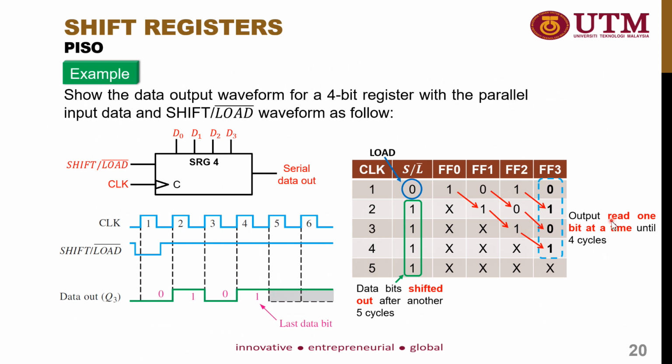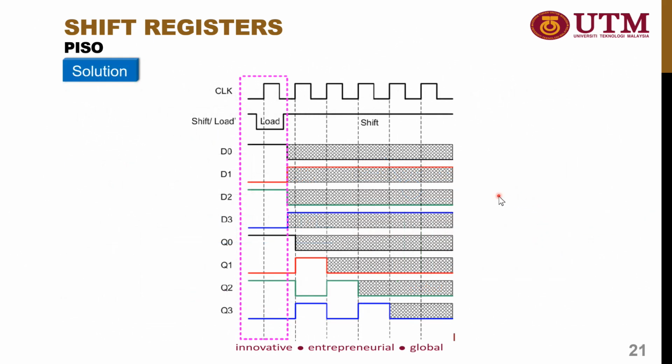Okay, and after 4 cycles, we are able to read all of the input that we wanted to transfer. As you can see in this truth table, the X indicates the don't care condition, where it doesn't care whether it is 0 or 1. What we wanted to observe here is just the data that we want to transfer inside these shift registers. The last data that we can observe inside this shift register is the LSB data, which is equal to 1. Alright, so this is the solution for the example.